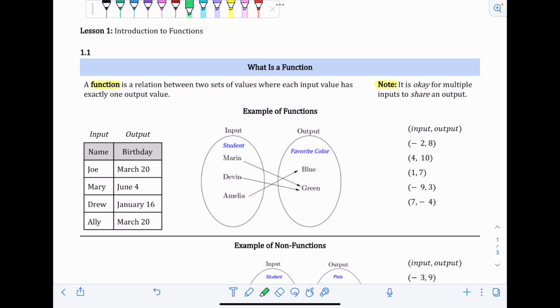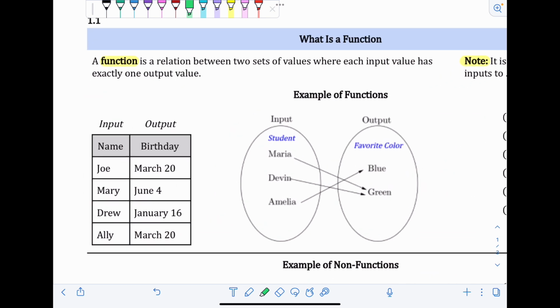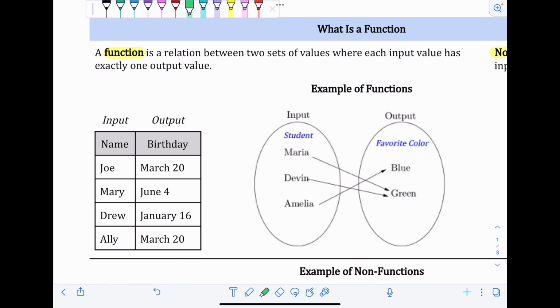So one of the best examples of a function in a real life situation is birthdays. So if we think about a birthday function, whenever we organize functions in a table or a mapping, we'll talk about what that means in a sec, we usually put the input values on the left side and the output values on the right side. And a function is kind of like a machine, you put something in and you get something out. So when it comes to the birthday function, the input is going to be the person, whatever their name is, and then the output is going to be their actual birthday.